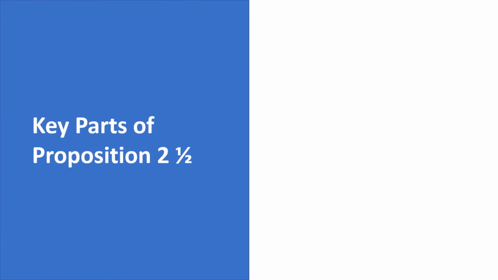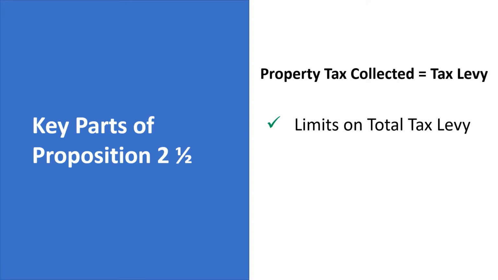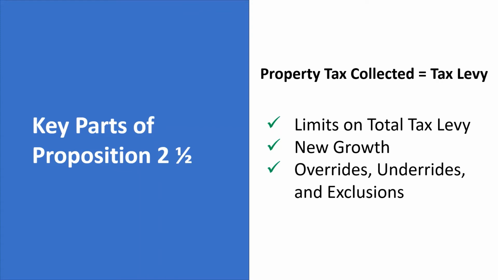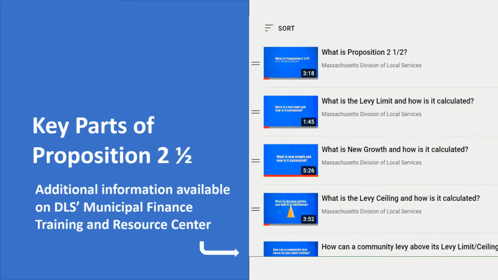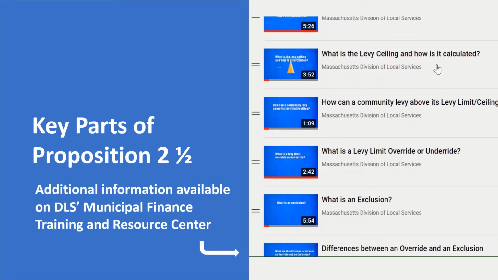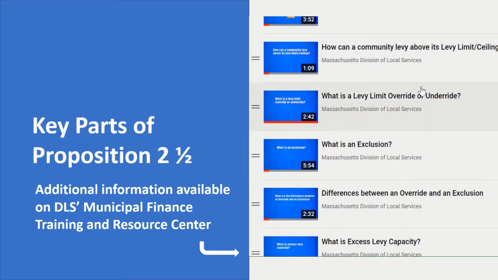Approved by Massachusetts voters in 1980, Proposition 2.5 sets limits on the amount of property tax that can be collected or levied by a city or town annually. It outlines how new growth in the tax base can be identified and sets guidelines for levy limit overrides, underrides, and exclusions. A detailed walkthrough of Proposition 2.5 can be found on DLS's Municipal Finance Training and Resource Center.